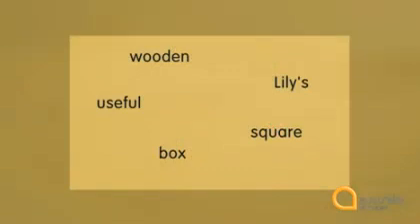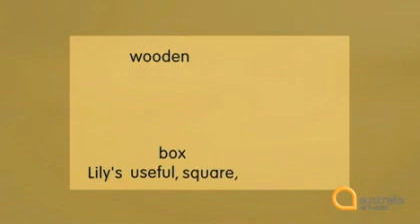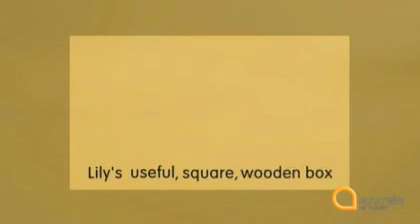Have a look at these words and see if you can turn them into a phrase. Wooden, square, useful, box, Lily's. Well, box is the noun, but what comes first? The determiner. Whose box is it? It's Lily's box. So Lily's comes first. Then that's followed by the observation. The box is useful. Then the shape. It's square. Then finally the material. It's a wooden box. So we have Lily's useful square wooden box.